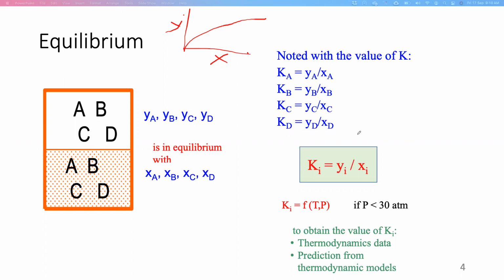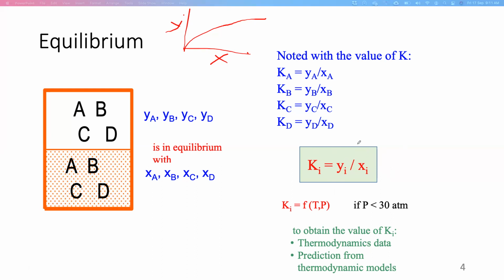Okay, all right then. If you haven't learned about that, I'm going to introduce this K value. The K value is actually a ratio between the mole fraction of component I in the vapor phase divided by the mole fraction of I in the liquid phase. And this K value is a function of temperature and pressure.